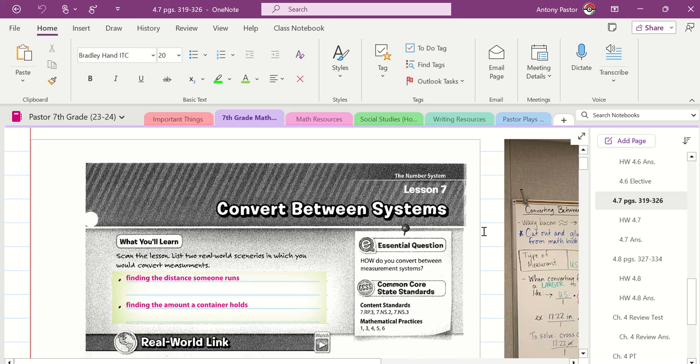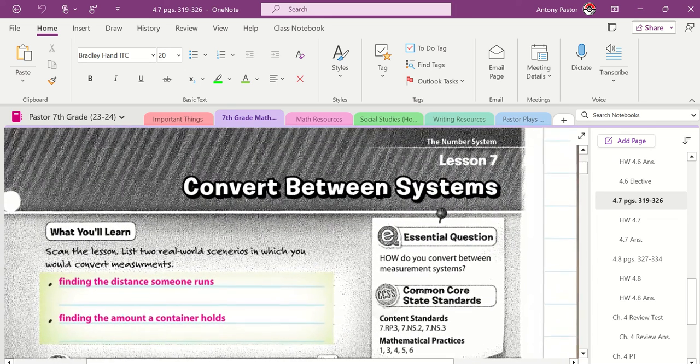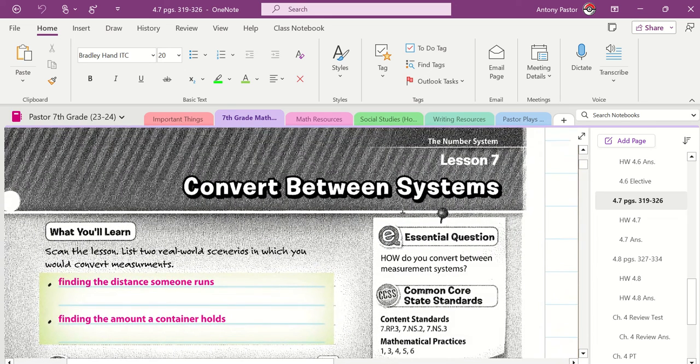Welcome back, and today we are doing 7th grade math, chapter 4, lesson 7. We are talking about converting between systems.